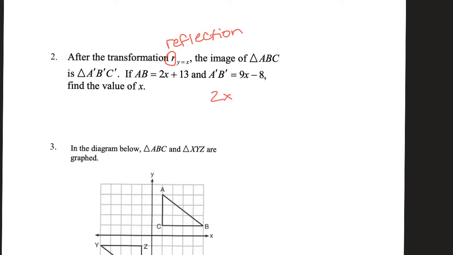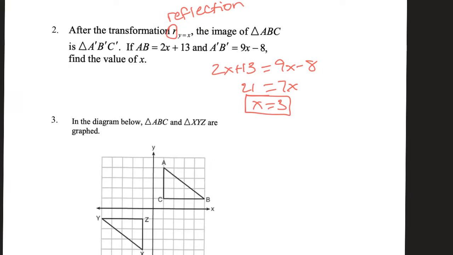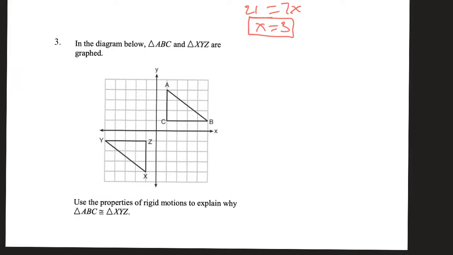So I'm just going to do 2x plus 13 is equal to 9x minus 8. I'm going to add 2x to both sides, and I get 7x over here. And then I add 8 to both sides, and that gives me 21 on the other side. Divide by 7 on both sides, and I get x is equal to 3. Bam. All right, last one.